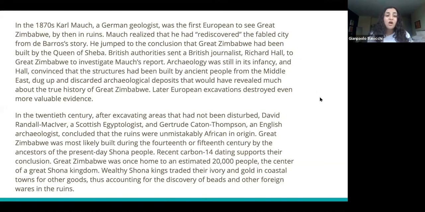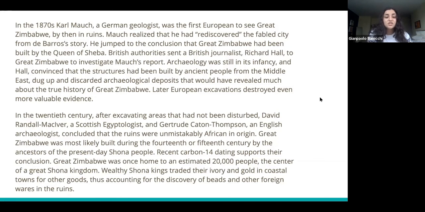In the 1870s, Karl Mauch, a German geologist, was the first European to see the Great Zimbabwe, by then in ruins. Mauch realized that he had rediscovered the fabled city from the story. He jumped to the conclusion that Great Zimbabwe had been built by the Queen of Sheba. British authorities sent a British journalist, Richard Hall, to Great Zimbabwe to investigate Mauch's report. Archaeology was still in its infancy, and Hall, convinced that the structures had been built by ancient people from the Middle East, dug up and discarded the archaeological deposits that would have revealed much about the true history of Great Zimbabwe. Later, European excavations destroyed even more valuable evidence.